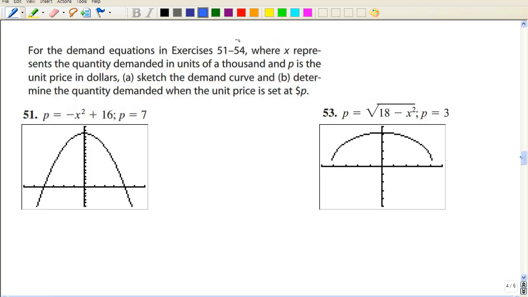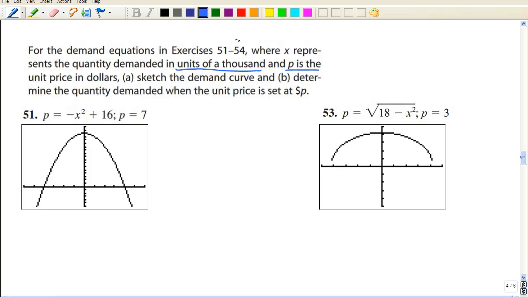All right, these two problems talk about demand equations, where x represents the quantity demanded in units of 1,000, and p is the price. And again, that's going to be consistent throughout this book. So part A says sketch the demand curve. I believe on the computer homework, it's a multiple choice. You can use a graphing calculator, go to the web, there's tons of free ones.